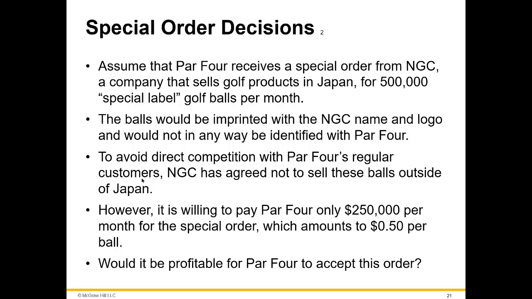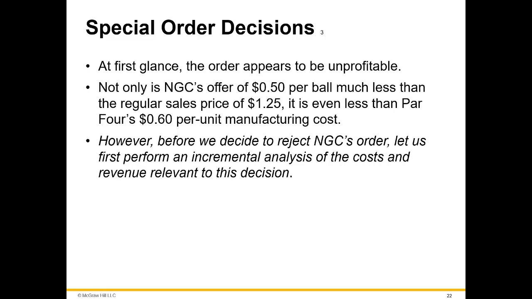However, it is willing to pay Par 4 only $250,000 per month for the special order, and that's only 50 cents per ball. But before, it made 60 cents. So would it be profitable to accept the order? At first glance, the order appears to be unprofitable. Hey, their offer is 50 cents. We usually sell it for $1.25, and it is less than Par 4's 60 cents per ball manufacturing cost.